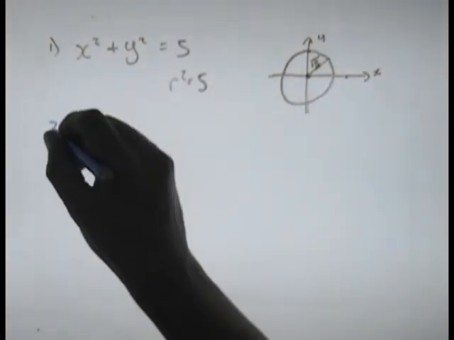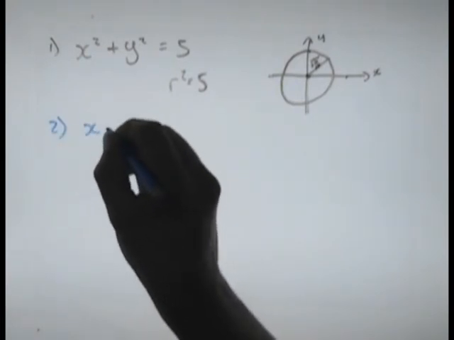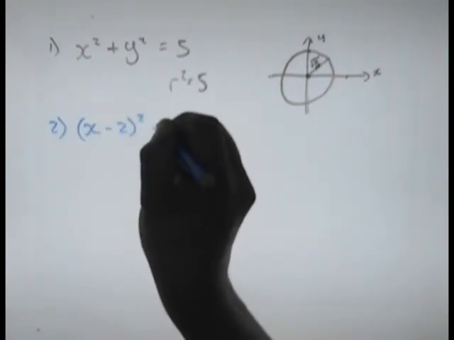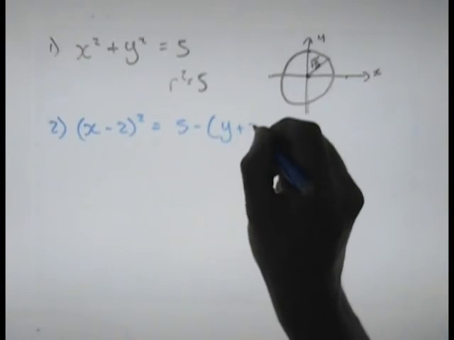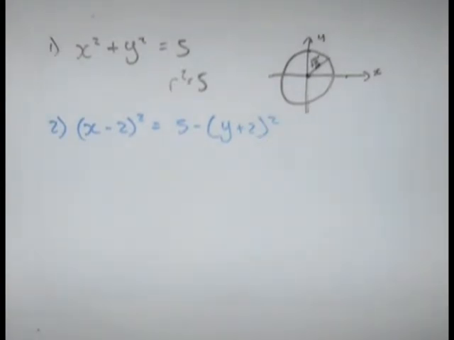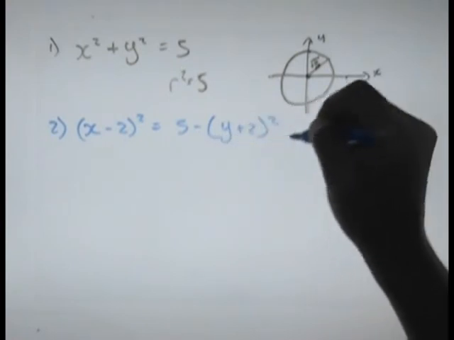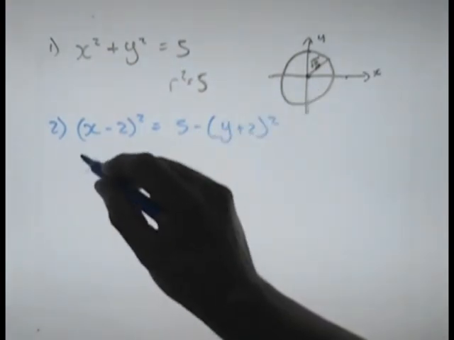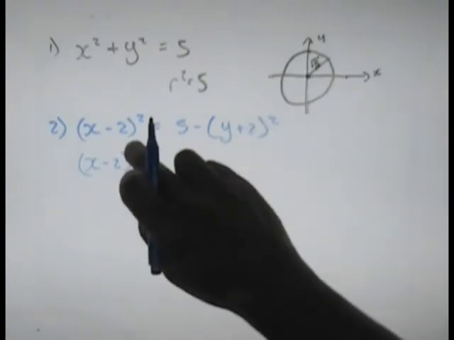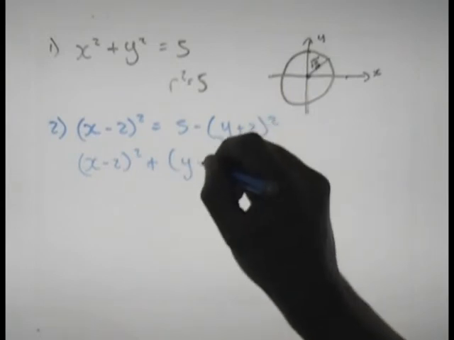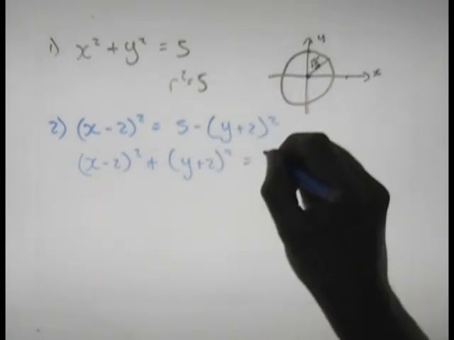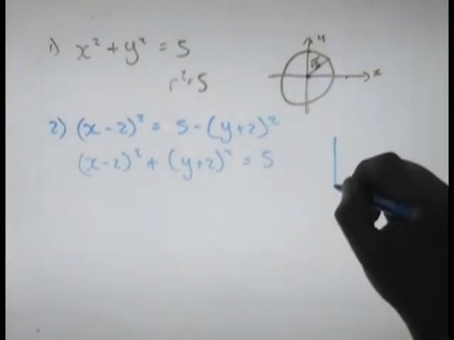The next one I gave you to do reads (x - 2)² = 5 - (y + 2)². Now I'm going to start this one out by getting it into the standard form. (x - 2)² is fine. Take that across to make it plus (y + 2)² is equal to 5. Now I can sketch it.